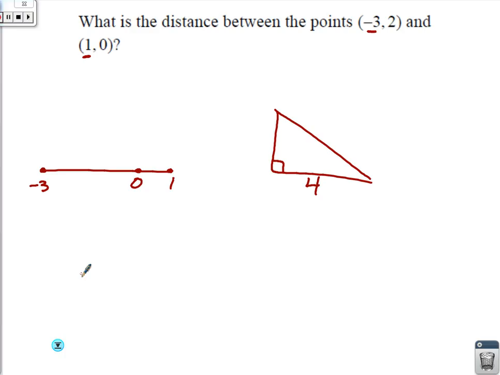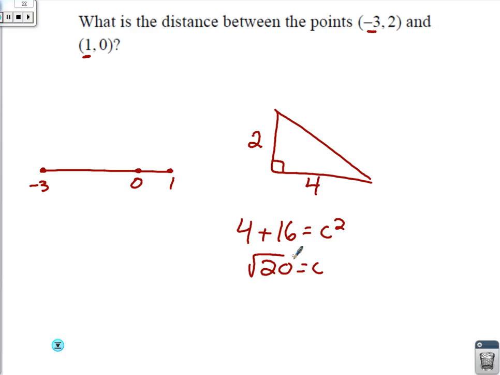How far is it from 2 to 0? Instead of using the distance formula, if you want to use the Pythagorean theorem, I like it. A squared plus b squared equals c squared. So 20 is c squared, so c is root 20. Perfect. Root 20 is the square root of 4 times the square root of 5.